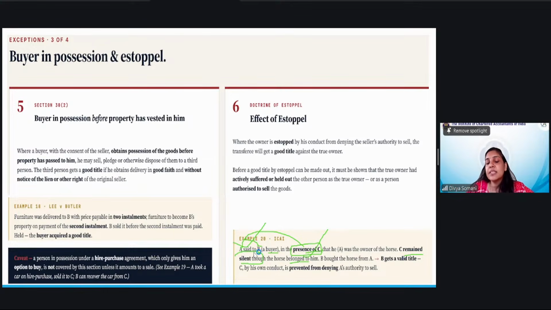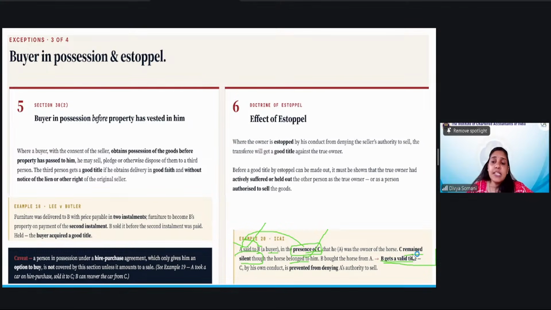So this buyer is talking to A, and A in front of C is saying that I'm the owner of the horse, don't worry, you can just take it. You have all the permission, you just pay the money to me and you can just take it. I don't have to ask anyone else. So B bought this horse from A. B will get a valid title.